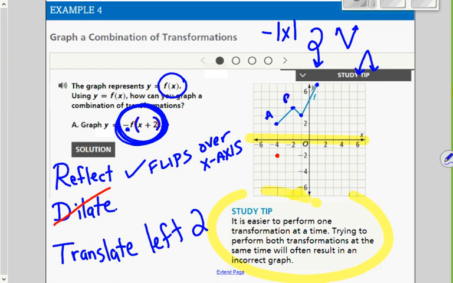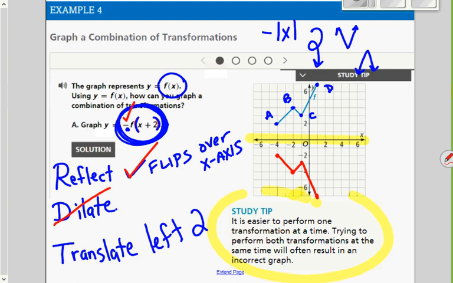Point B, which was left 2, up 4, should go left 2, down 4. Point C, left 1, up 3, go left 1, down 3. And then point D was right 1, up 7, go right 1, down 7. Once you connect your dots, you should see the mirror image of the blue line below, underneath the x-axis. That took care of reflecting the graph, so we're done taking care of that minus sign, that negative sign.